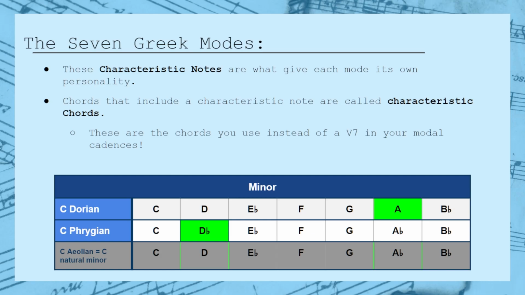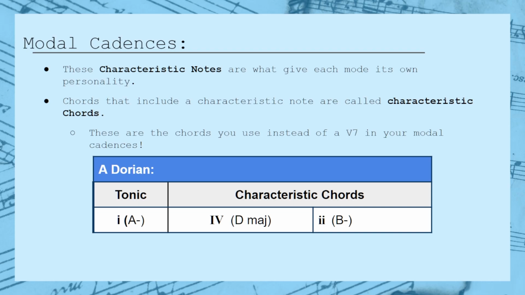For example, if we're working in A Dorian, or even just A minor, but you want to use a modal cadence, we can use the major 4 chord, since it's a characteristic chord from A Dorian. We can have it resolve to the 1 chord from that same mode, which in this case is A minor.